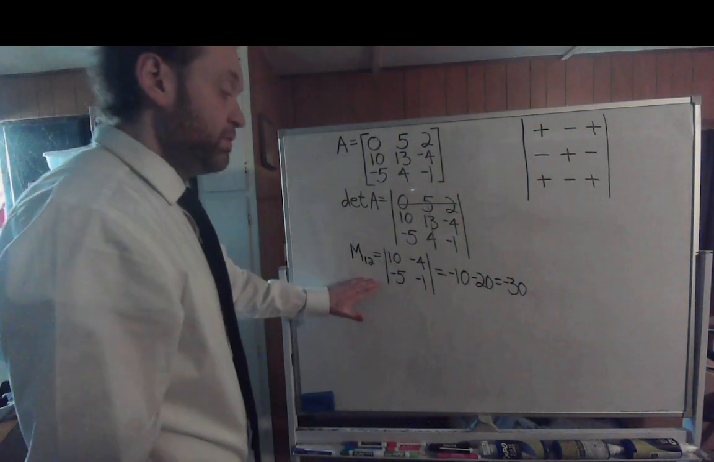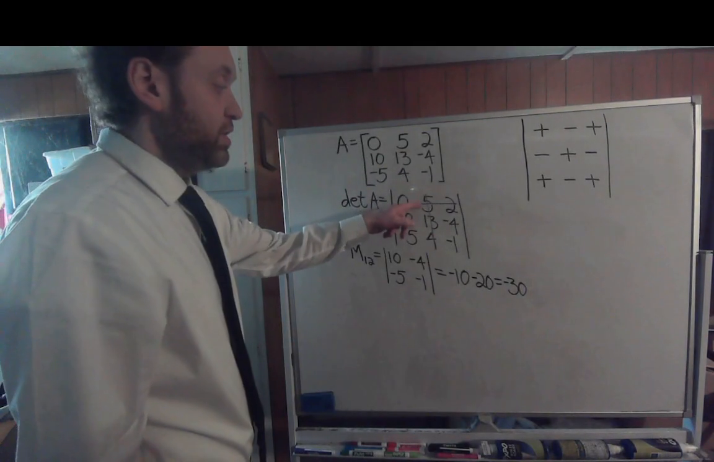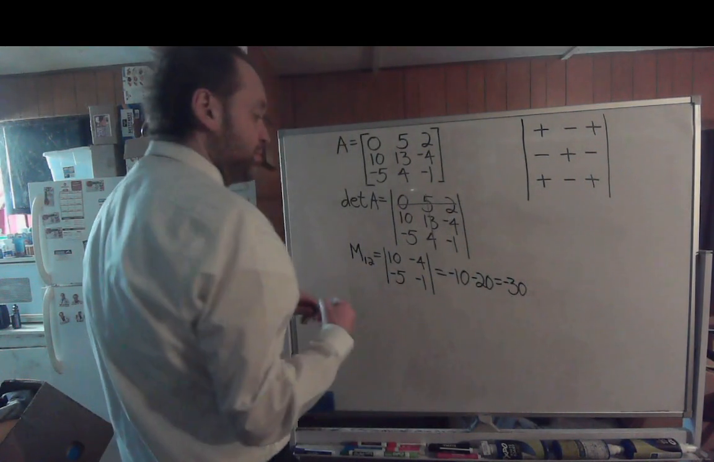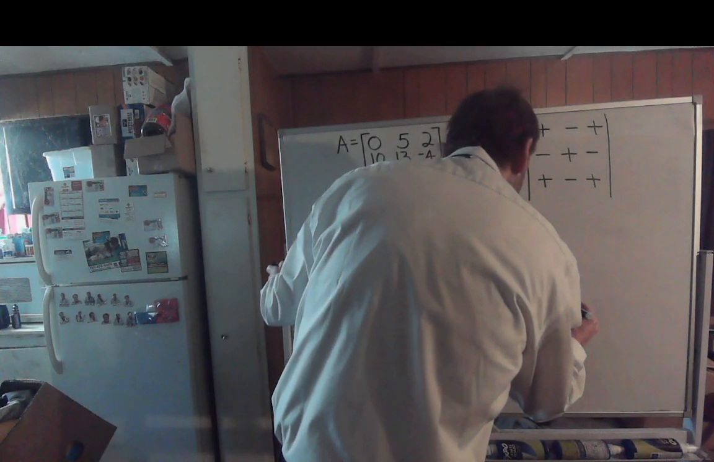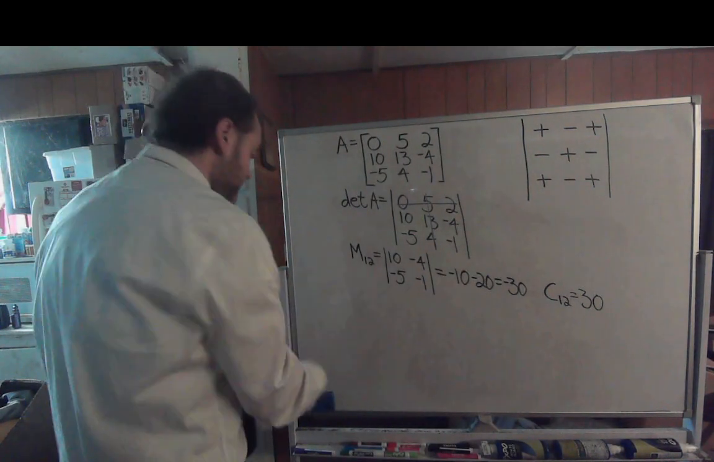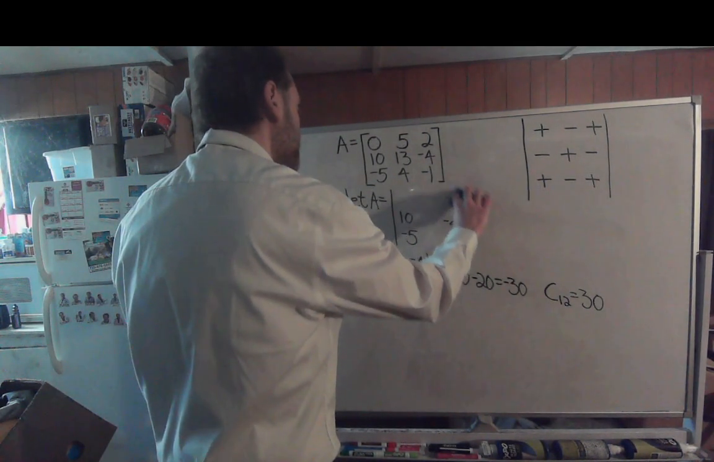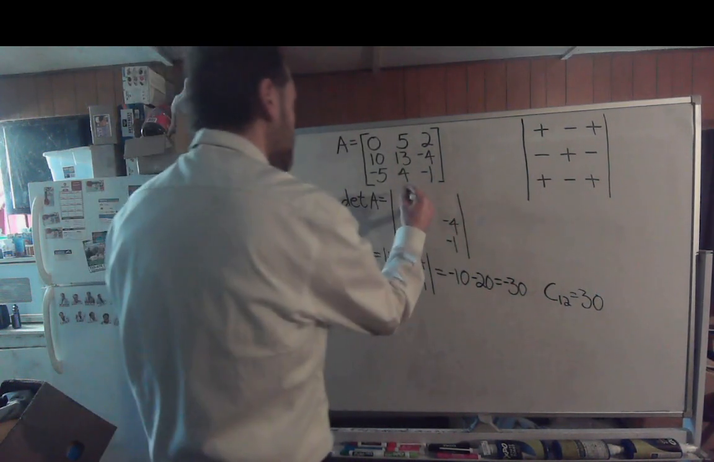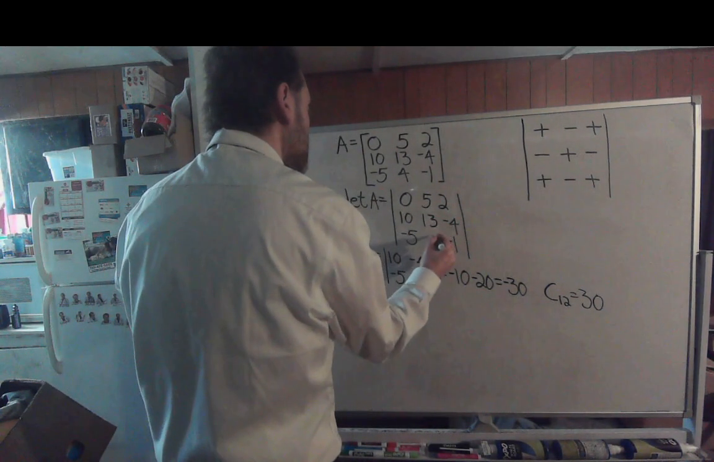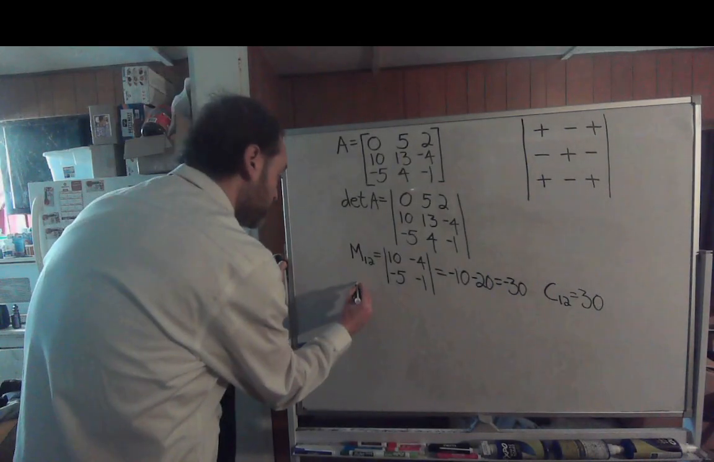Now we need to find cofactor 1, 2. Well, the sign matrix says to negate that. So if I negate my minor of negative 30, that means my cofactor 1, 2 will be positive 30. Now let me rebuild this here. Let's go ahead and find minor 1, 3 then.